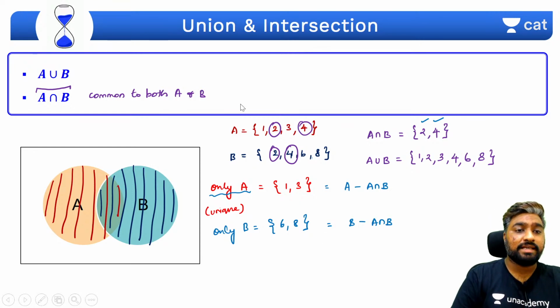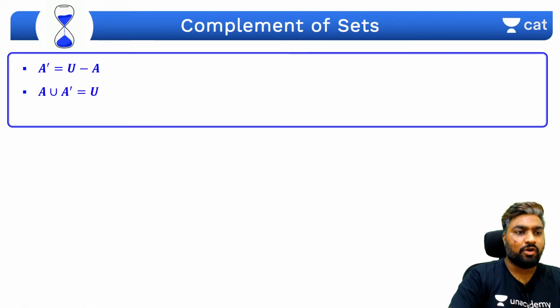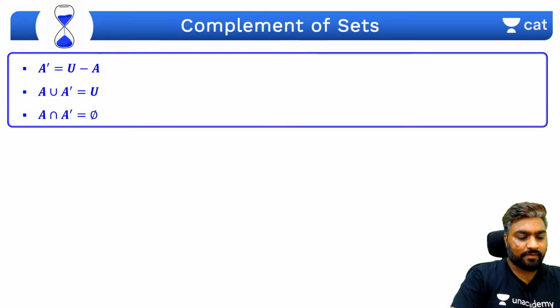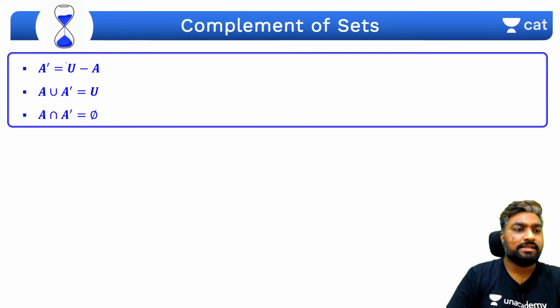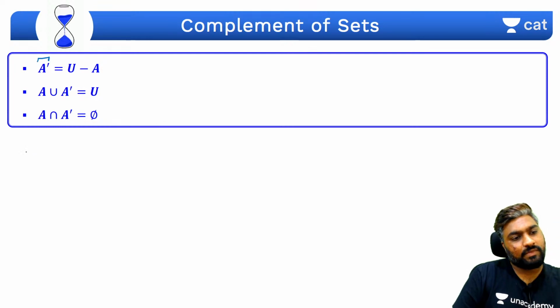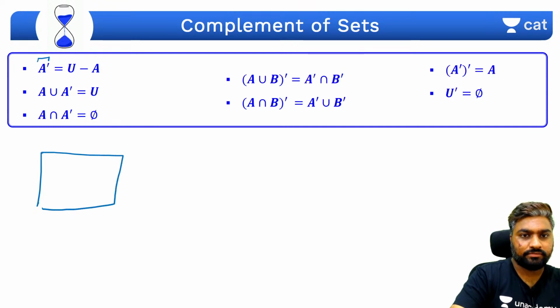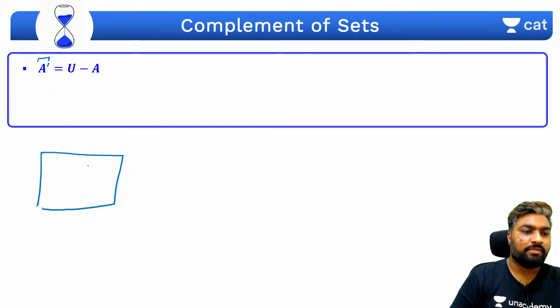So this is going to be the base for our next concept, that is complement of sets. We've already seen this. What is it? A dash, complement of any set A. Yes. So if I say this is the universe, sorry, one second. Yeah, so we'll go one by one.